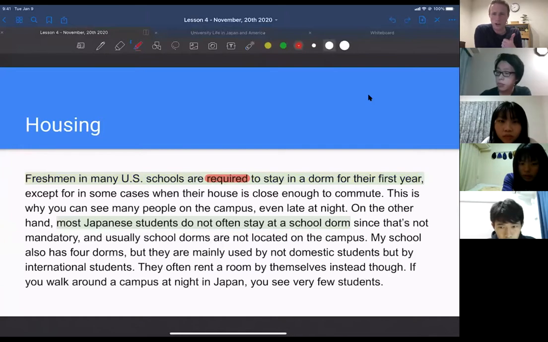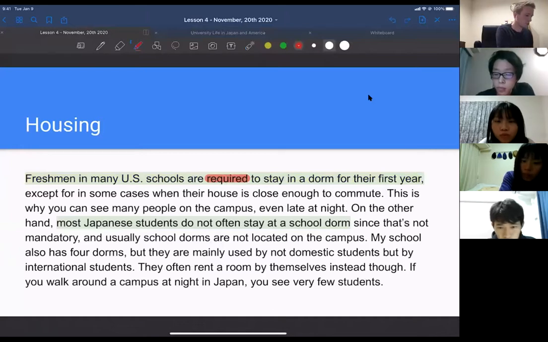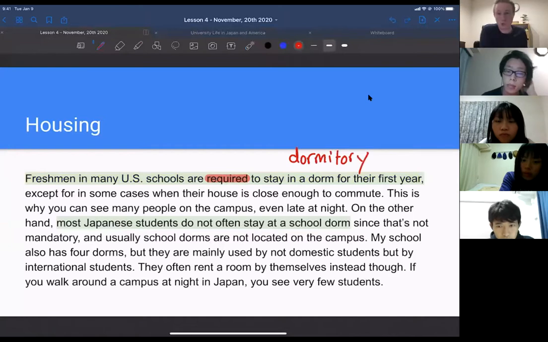Do you know required? It means you have to. So for us, our first year of university, we must stay in the dorm. Dorm is dormitory. Maybe you've heard the word dormitory. Dormitory, like a student hotel, but you live there.